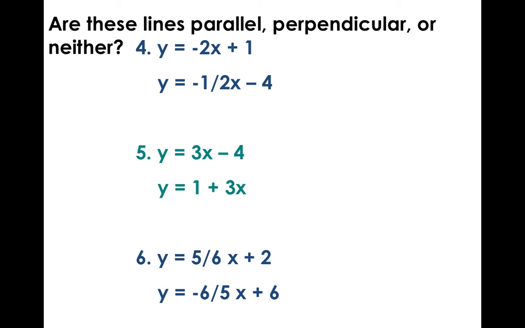Let's look at these problems right here. These are just example problems. Once again, when I look at them, I look at my slopes. The slopes have the same sign, but they're not the same number. So therefore, must be neither. Even though they're reciprocals of one another, remember, in order for it to be perpendicular, they have to be opposite reciprocals, meaning signs have to be different and they must be reciprocals also.